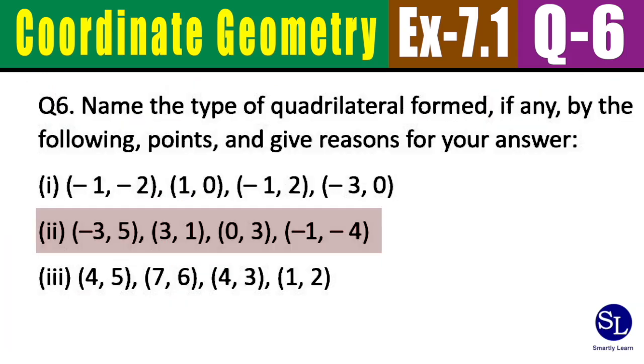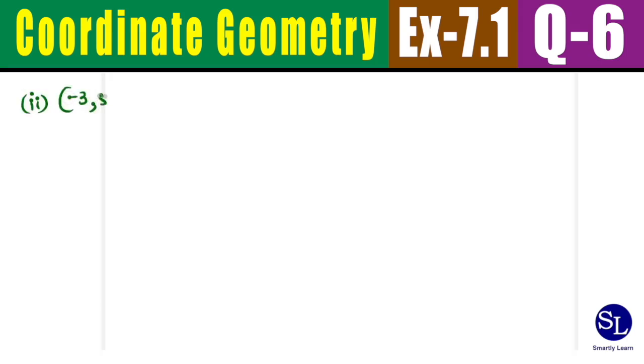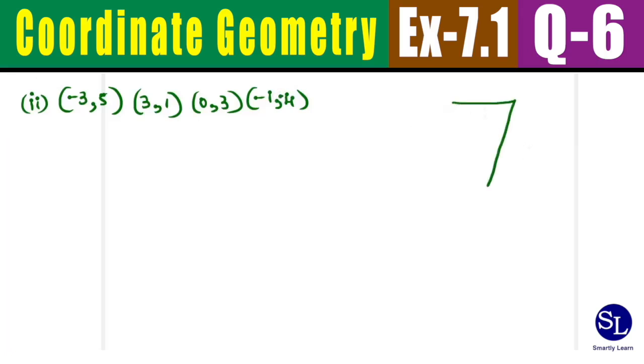Now let's take the second subdivision. In the second subdivision, the points are -3, 5, 3, 1, 0, 3, and -1, -4. In this case also I'm drawing a quadrilateral just to know what I am tracking. So this is A, B, C, D again.